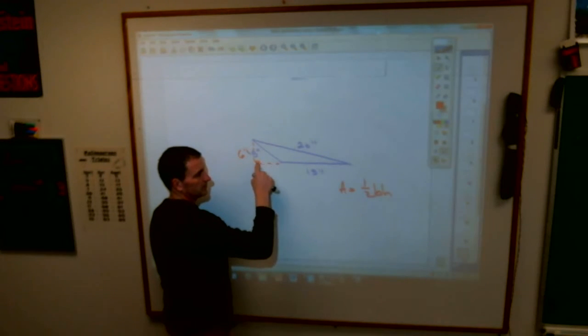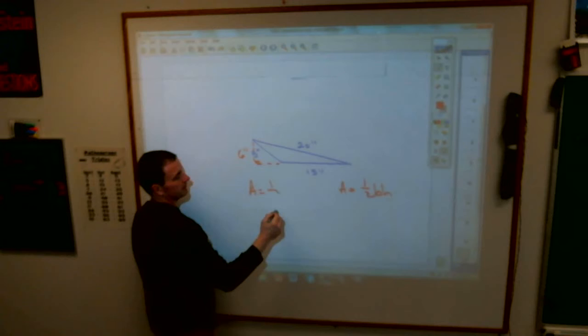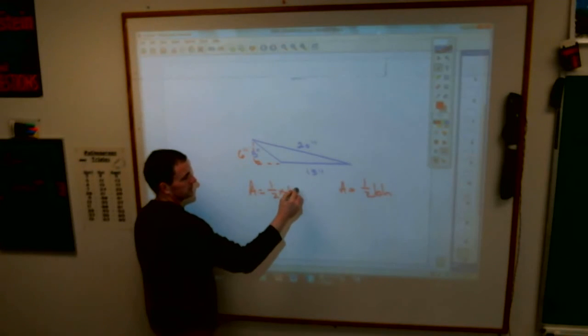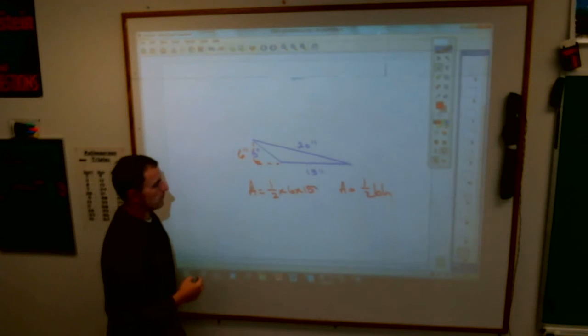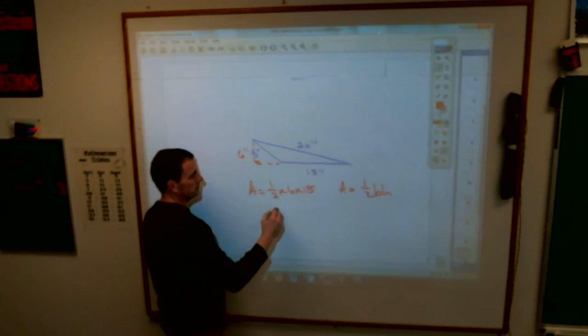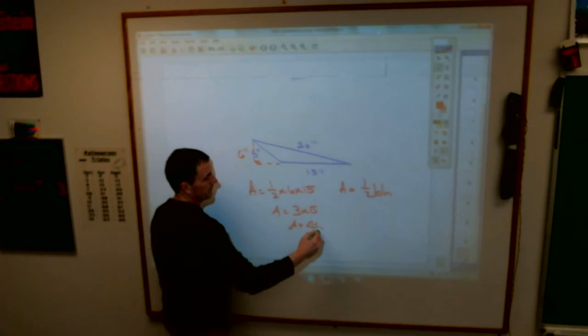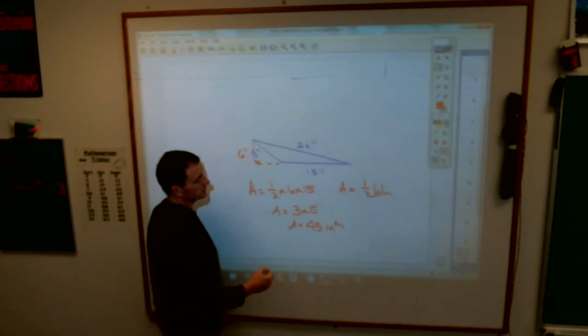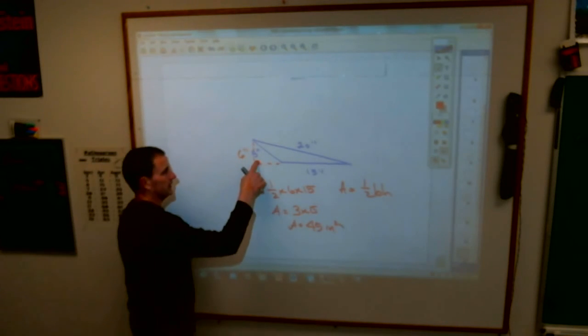You don't have to go out there. This dashed line doesn't matter. It just shows you that it's extended out there. So your area is going to be 1/2 times 6 times 15. And half of 6 is 3. 3 times 15 is 45 inches squared. You have to be given a right angle.